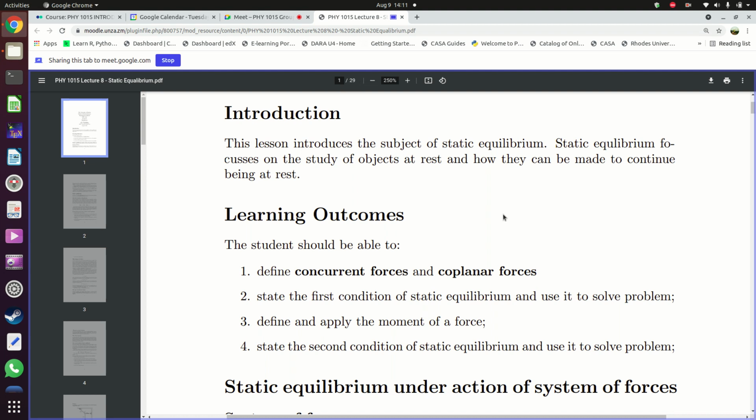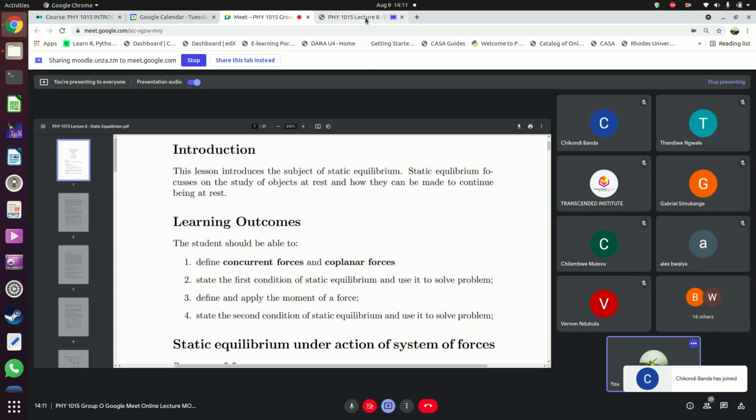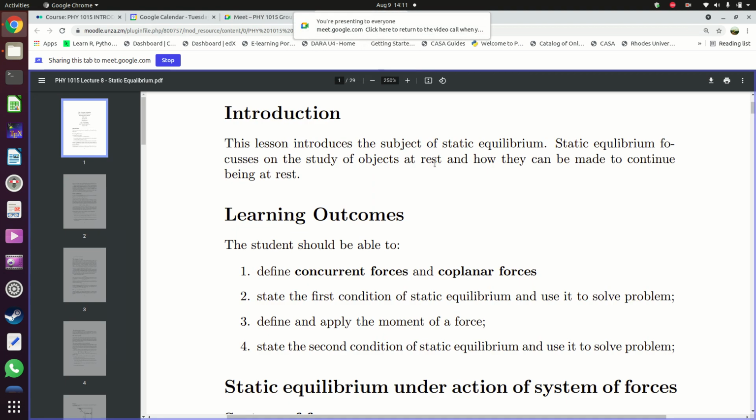Is it clear what we want to do? What we want to explain? We want to explain why objects remain at rest and continue to remain at rest. For example, if there's some stone outside your yard somewhere, if no one decides to move that particular stone, it will remain there. So why is it remaining there?